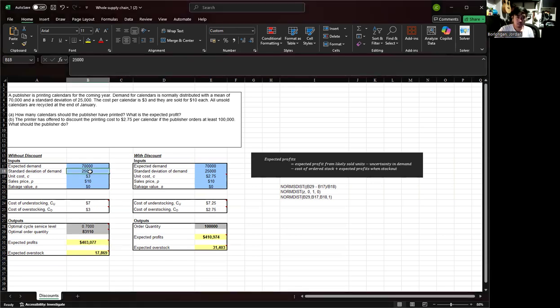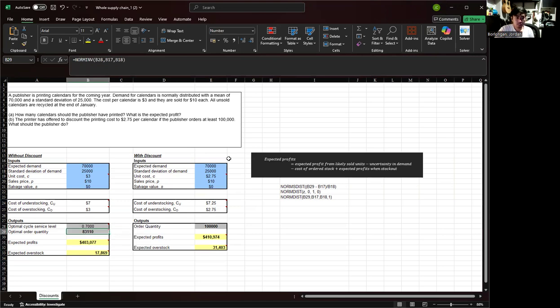With the given right here, you can see that the given is mostly about the probabilities. So we have the standard deviation, the expected demand, as well as the costs related to overstocking, service level, etc. To compute the optimal cycle service level initially, we just have to divide the costs of overstocking and understocking.